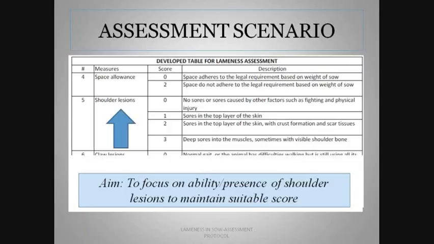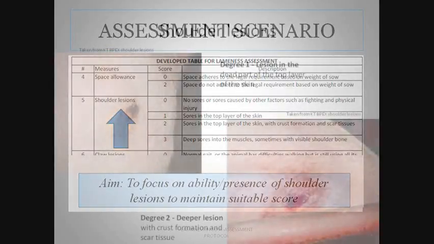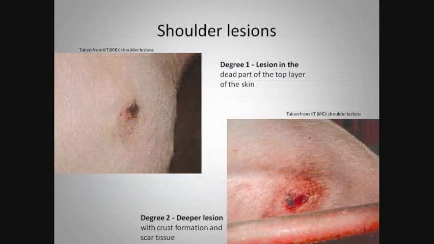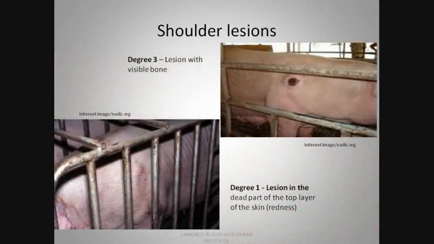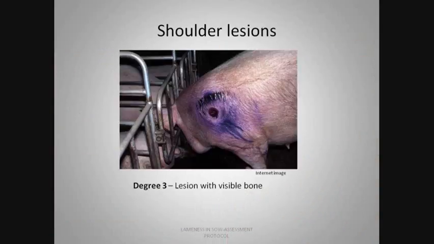We then look at shoulder lesions. The aim is to focus on the ability and presence of shoulder lesions to maintain a suitable score. Shoulder lesions, as seen in the photographs, range from 0 to 3. Photograph number 1 shows sores in the top layer of the skin. Number 2, it can be seen that there is a crust formation with a bit of scar tissue. 2 photographs show score number 3, indicating deep sores and a visible shoulder bone.